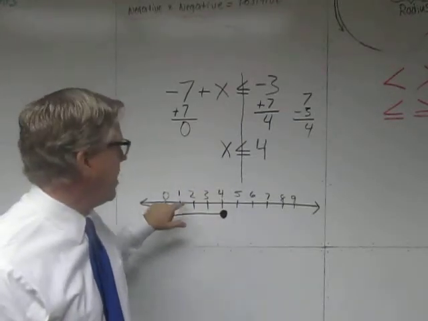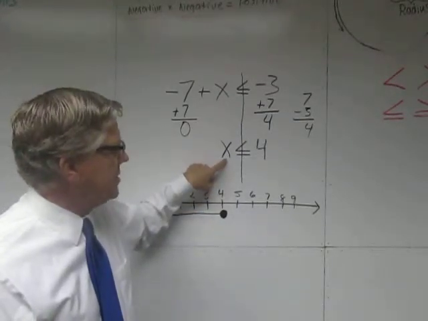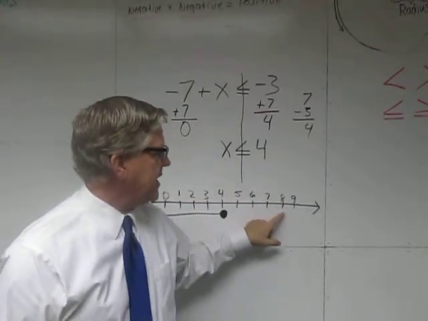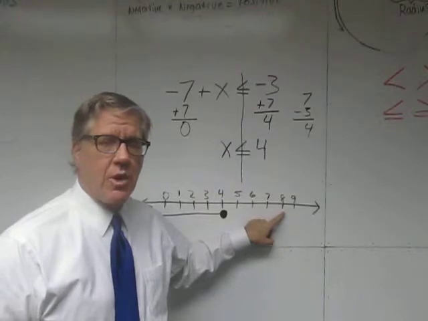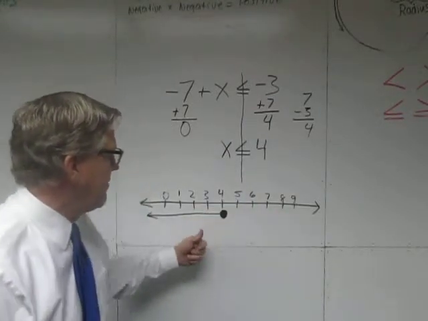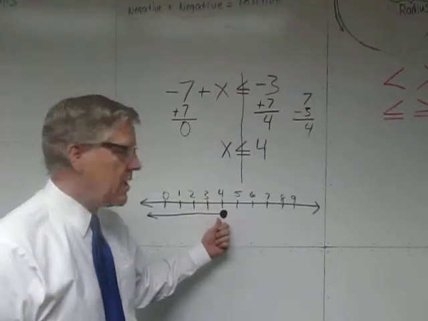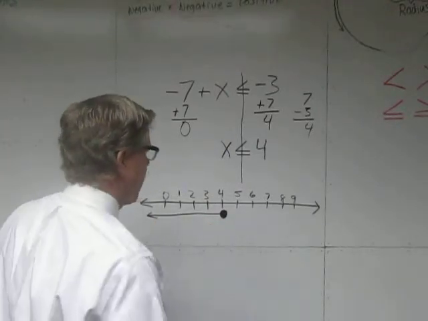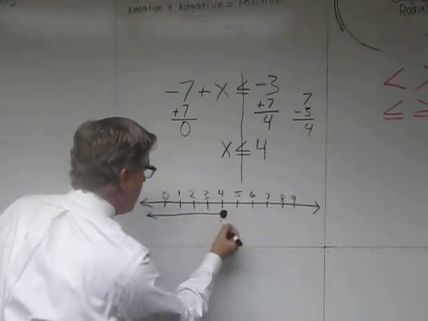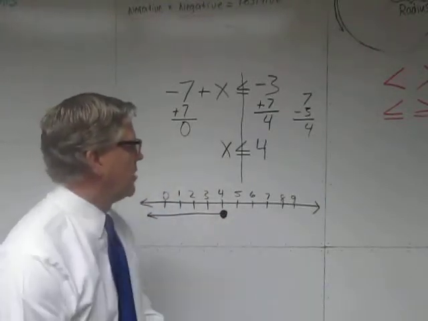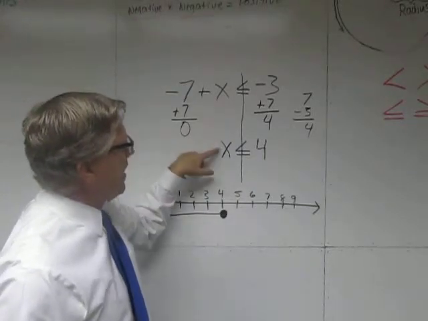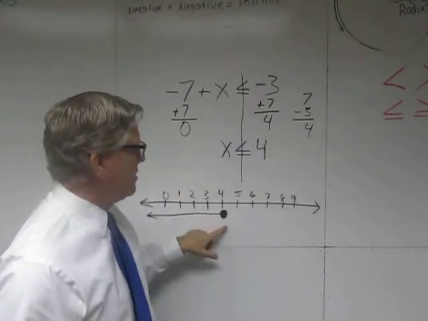We could plug in 1. Is 1 for x? Is 1 less than or equal to 4? Sure it is. Let's try one over here. Is 8 less than or equal to 4? No, it's not. So these numbers don't satisfy this inequality, but everything with 4 and to the left of 4 does satisfy it. So here's our finished graph. Everything over here works for the inequality. We've solved the inequality for x, we've graphed it, and now we're done.